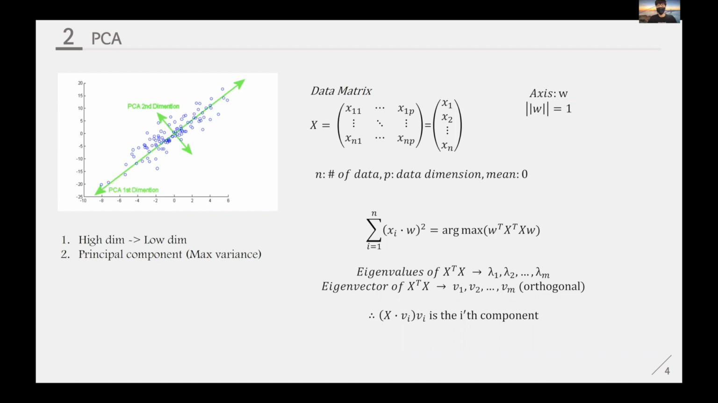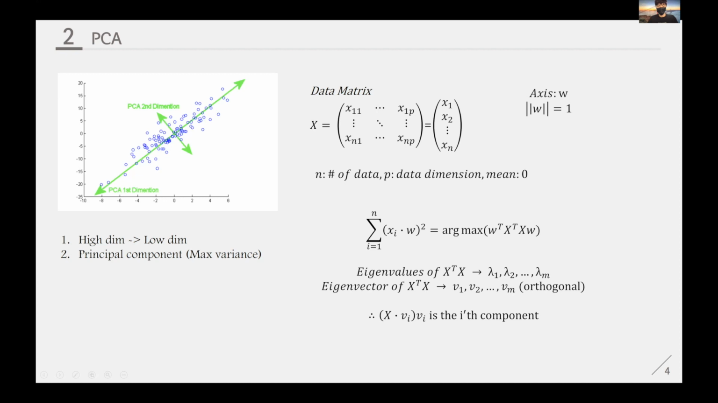So let me explain it more mathematically. We will express the data matrix as X. X will be a matrix like this, where n is the number of the data points and p is the dimension of the data. And we will suppose that the mean of the data is 0, because we can just shift the data points to the origin. So for convenience, we suppose that the mean of the data is 0. Each data point will be expressed as x1, x2 to xn. And we will say that the axis, the principal component, will be the vector w. We are only interested in the direction, so we will suppose that the norm of w is 1.